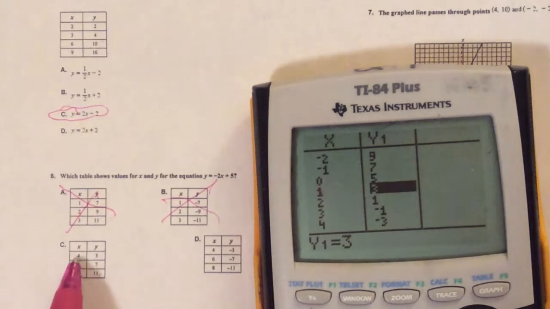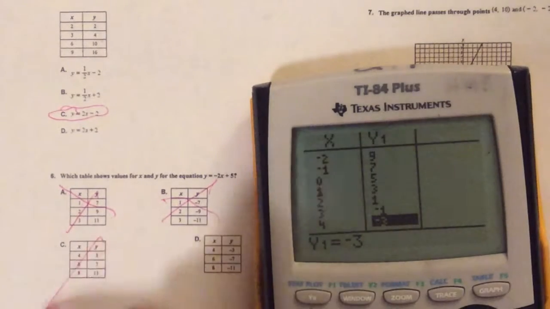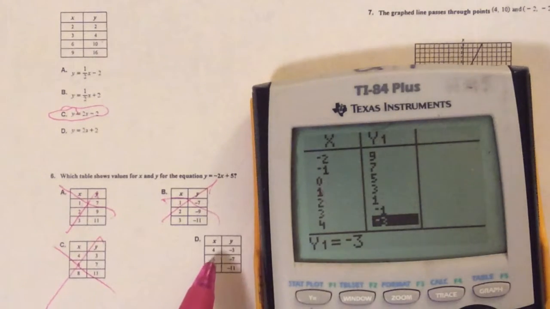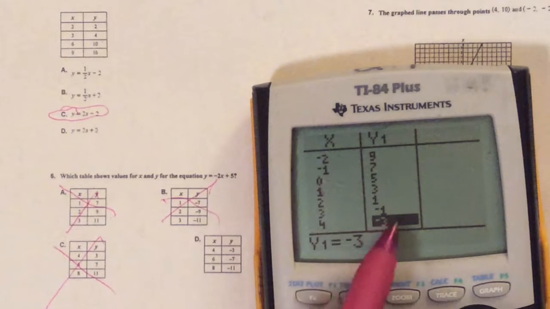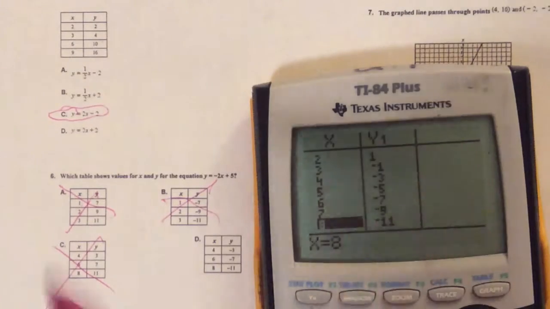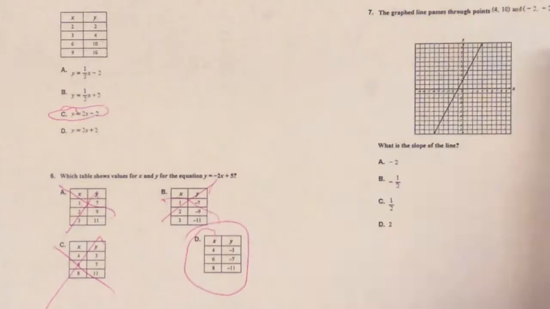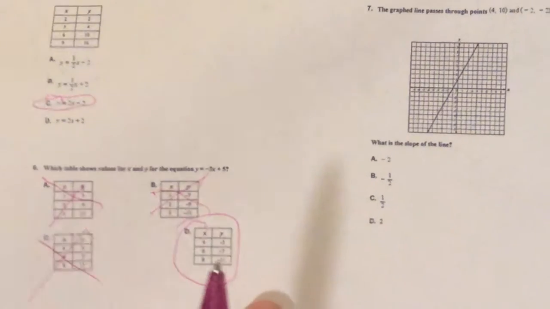Here they're saying if you scroll down to the x value of 4, that your y value is 3. Well, let's see if that's true. Nope, I got -3, so that's wrong. Now 4, -3, 4, -3, that's correct. Now let's look at the next one. 6, -7. 6, -7, checks out. Now 8, -11. 8, -11. So my answer is D. That's the table that represents that equation. Okay, moving on.